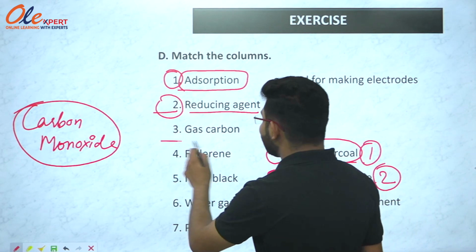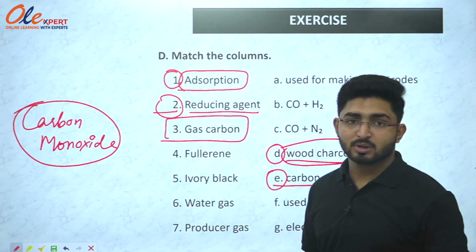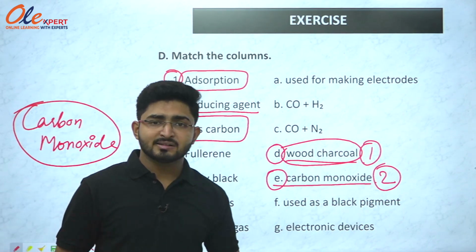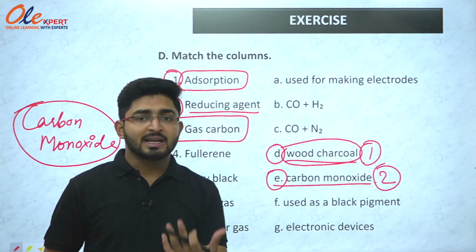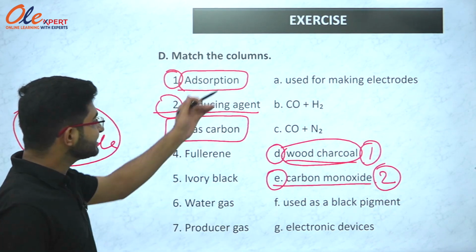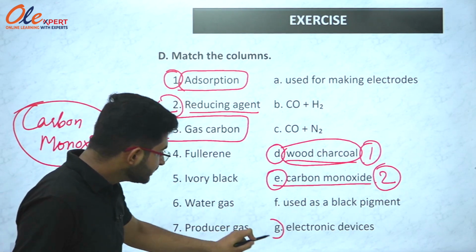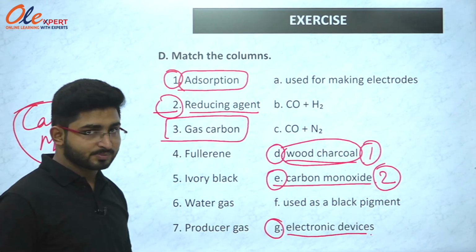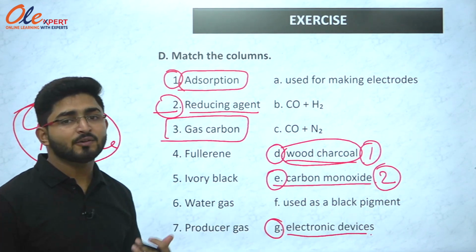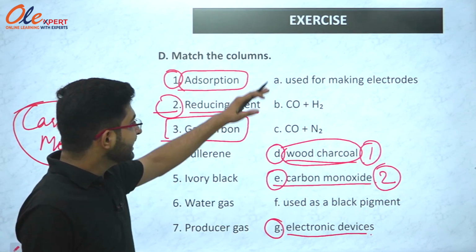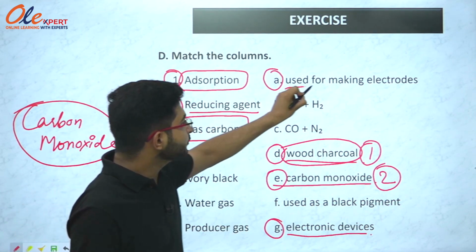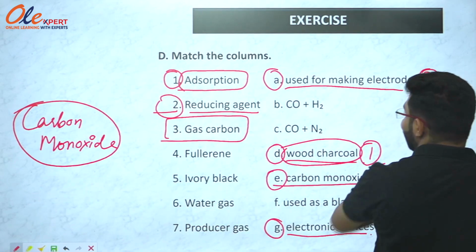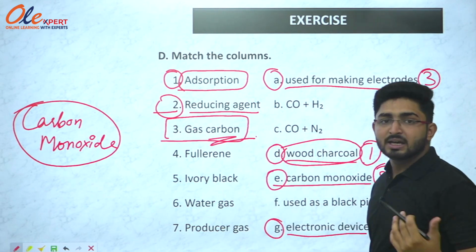Now the next part says gas carbon. What is the property of gas carbon? Firstly, you can understand that gas carbon conducts electricity. So when it conducts electricity, we can use it in the formation of electrodes. Okay, so you can see in the second column there is an option that is electronic devices, but we are talking about electrodes, and electronic devices are made by the help of fullerene. Okay, so you can see in this column option number A, used for making electrodes, is given here. You can write 3 in front of it because we know that gas carbon is helpful in making electrodes.